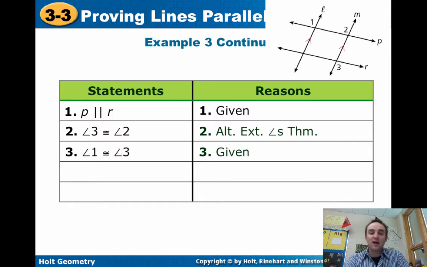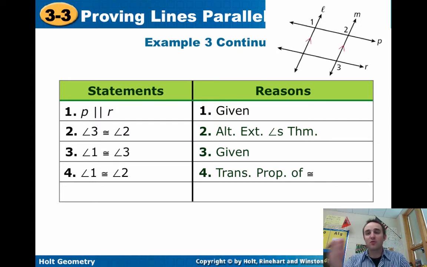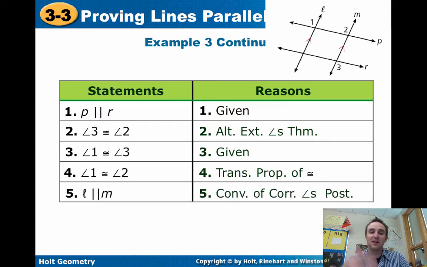So now, if you look at it, we know that 1 is congruent to 3 and 2 is congruent to 3. So if 1 is congruent to 3 and 3 is congruent to 2, that's transitive property. We can now say that 1 is congruent to 2. And now since 1 is congruent to 2, what type of angles are those? Those are corresponding angles. So once we have corresponding angles that are congruent, we can use the converse of the corresponding angles postulate to say that L is parallel to M.